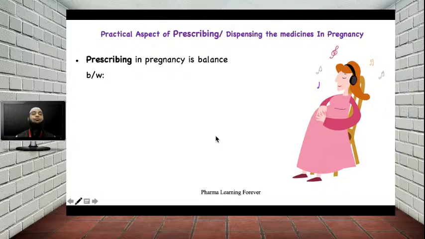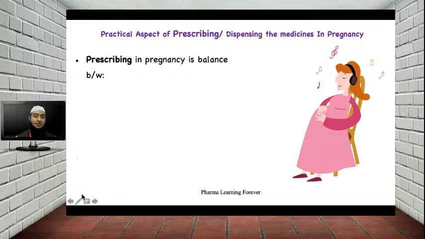Now let's see the practical aspects of prescribing and dispensing medicine in case of pregnancy. When you talk about the practical aspects of prescribing medicine to pregnant women, you must consider the different stages of pregnancy. Which stage is it: stage 1, that is fertilization, or stage 2, that is organogenesis, or stage 3, that is fetogenesis, or stage 4, that is delivery of the baby? So you must consider this parameter. Also you need to consider the pharmacokinetic parameters that we have just seen.